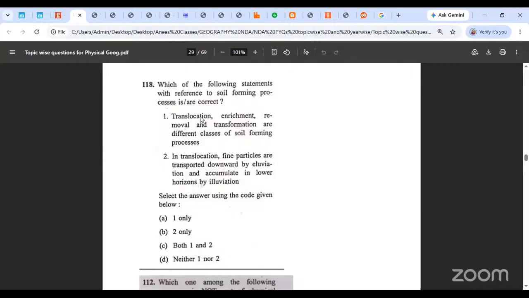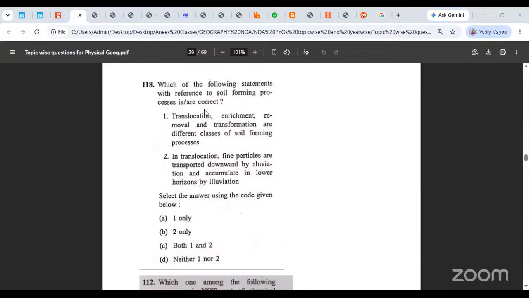Okay, here we are. Question 118. Which of the following statements with reference to soil forming processes are correct? First statement says translocation, enrichment, removal, and transformation are different classes of soil forming processes. The second statement says in translocation, fine particles are transported downward by alluviation and accumulate in the lower horizons by alluviation. Which do you think are the correct statements?